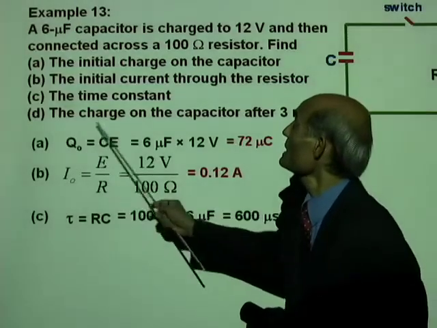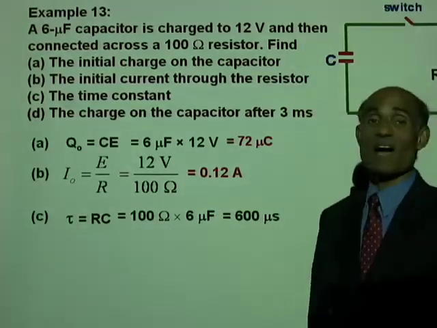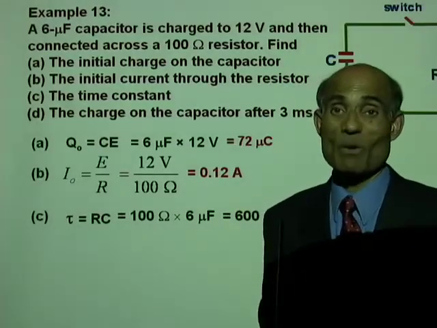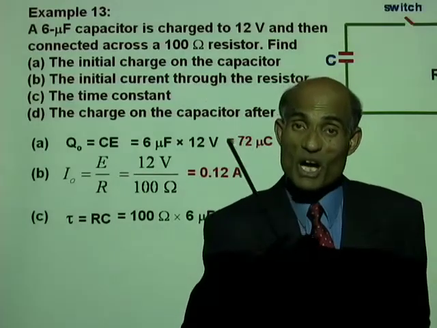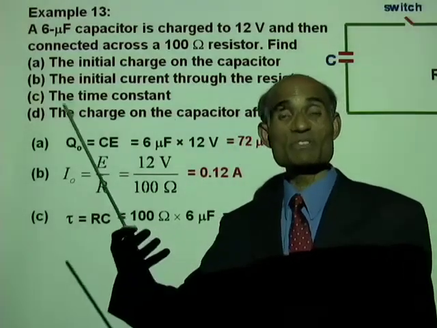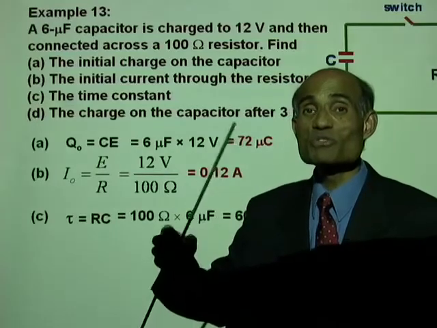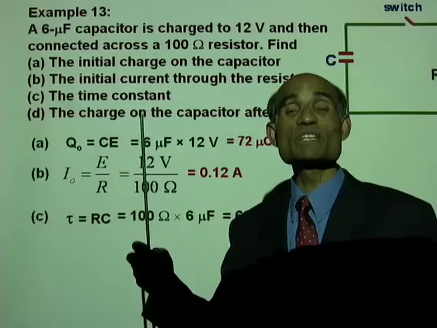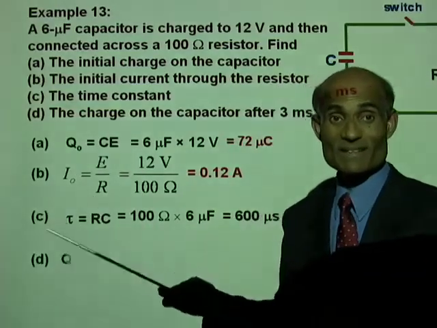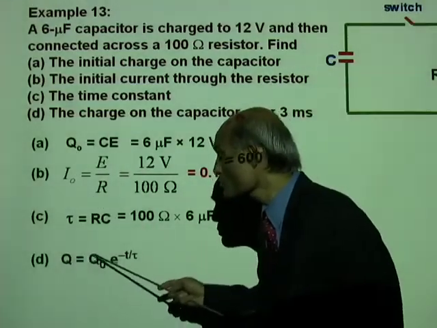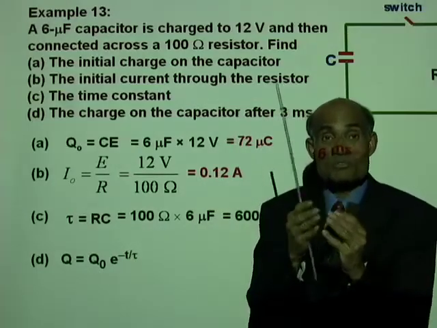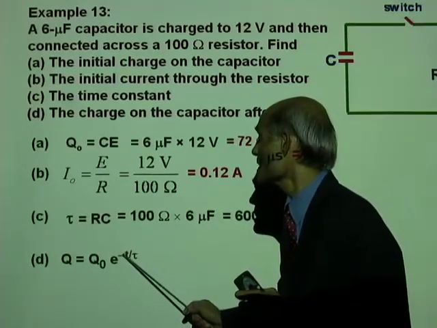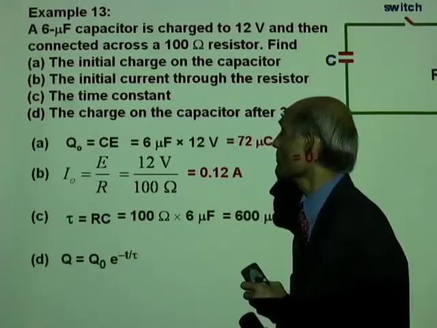And finally, D, the charge on the capacitor after 3 milliseconds. Now, what is the equation for the charge? How does the charge change with time? Q equals Q0 times e to the power negative t over tau. Yes, where Q0 is the charge to begin with, this 72 microcoulomb.